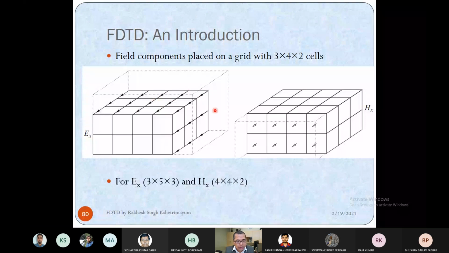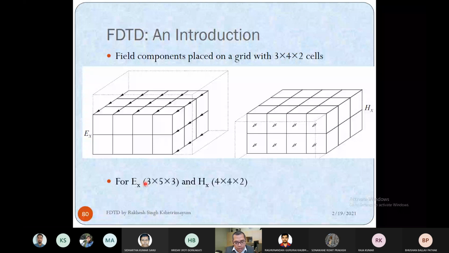So how many calculations do you need to do? Let's say 1, 2, 3 along this direction. Along this direction again you have 1, 2, 3. Then along this direction you have 1, 2, 3, 4, 5. So 3 into 5 into 3. This many calculations you need to do for Ex.